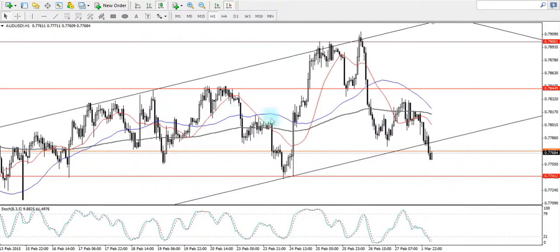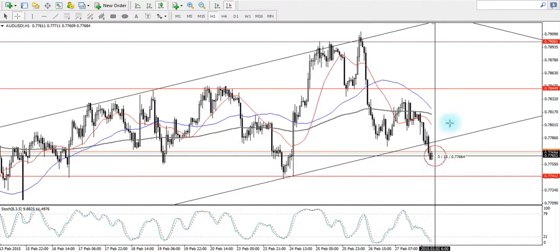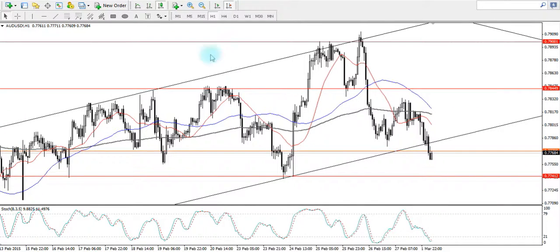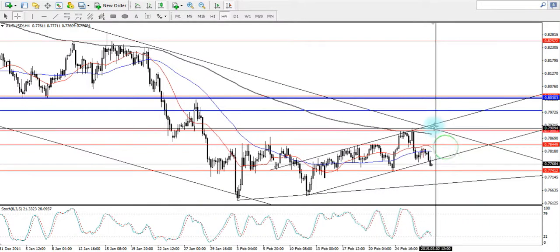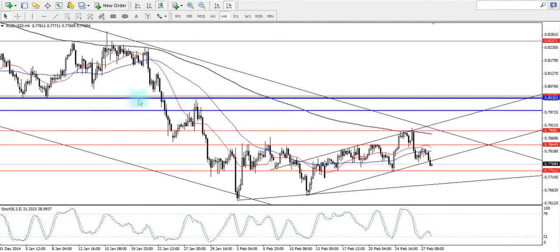Yep, so that's pretty much for the Aussie against US dollar. So just waiting for price to come lower, or if it is able to fall back into the rising trend channel, then the key resistance level is exactly at the top of the major falling trend channel itself.